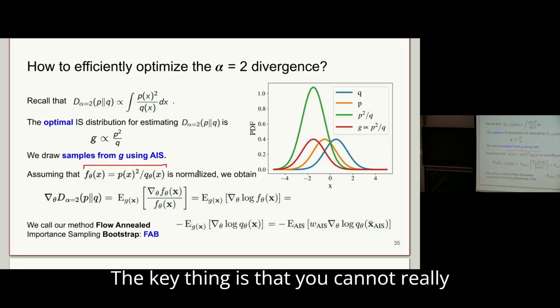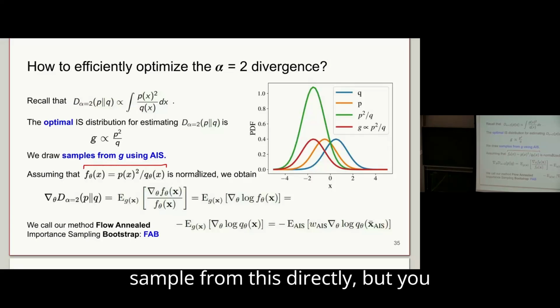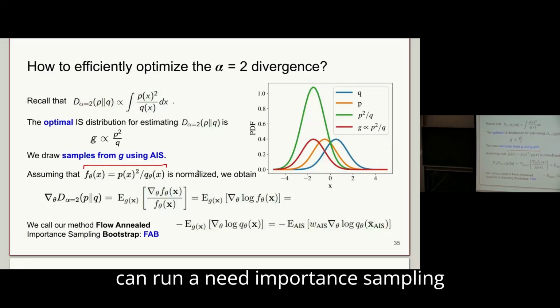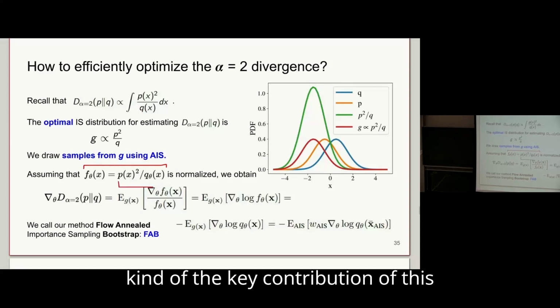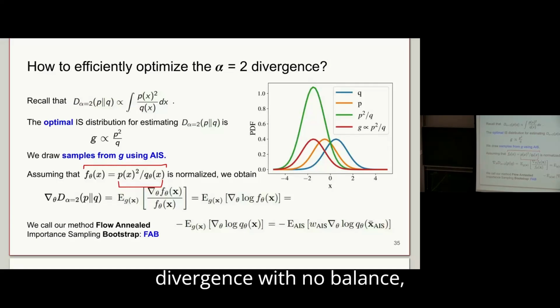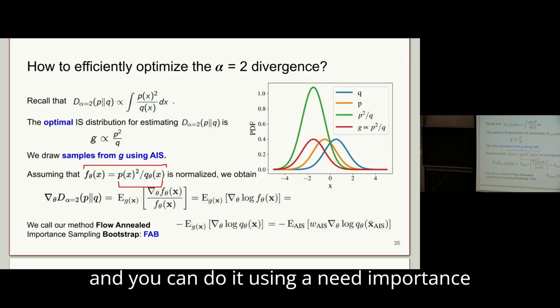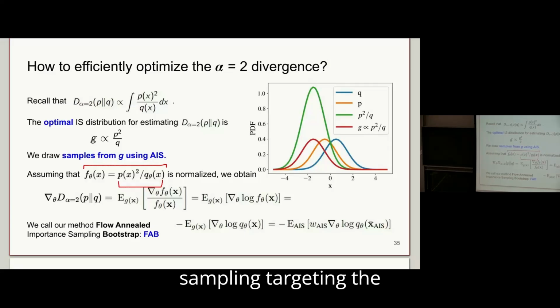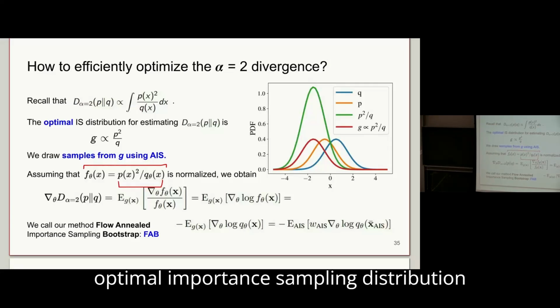The key thing is that you cannot really sample from this directly, but you can run annealed importance sampling targeting this distribution. And this is kind of the key contribution of this work. You want to estimate the alpha divergence with low variance, and you can do it using annealed importance sampling targeting the optimal importance sampling distribution for this divergence.